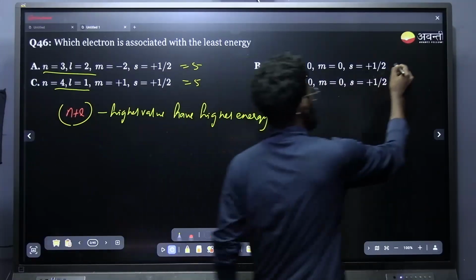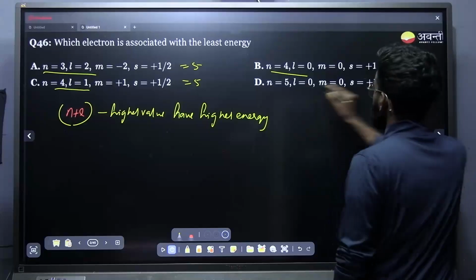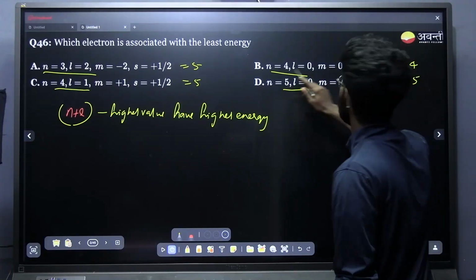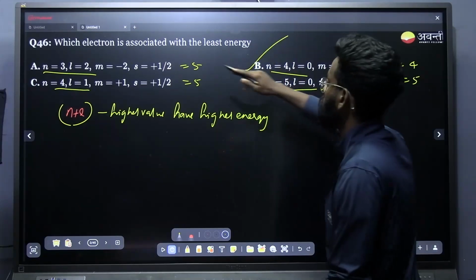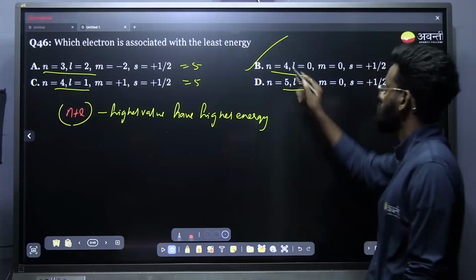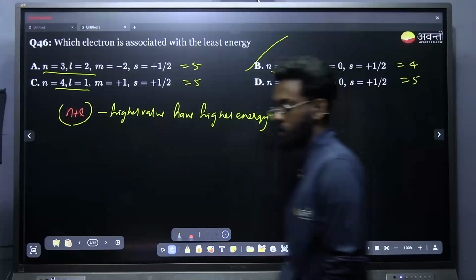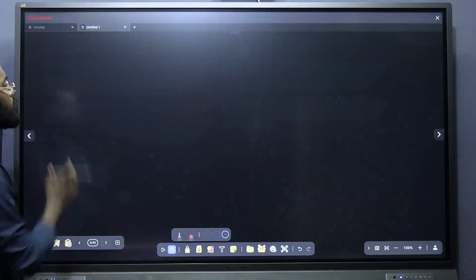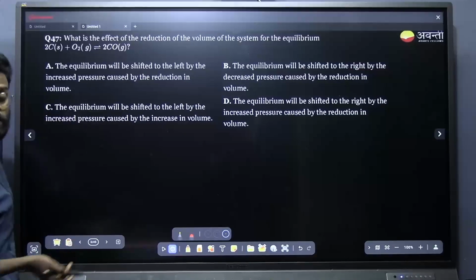Here, what about here? N plus L value is 4. Here 5 plus 0, it is 5. So among this you can see the lowest value is for option B. So the question is asking which electron is associated with the least energy. So this is having the least energy. Option B is the least energy. Shall we move? Yeah. Okay, now the second question, 47th question.